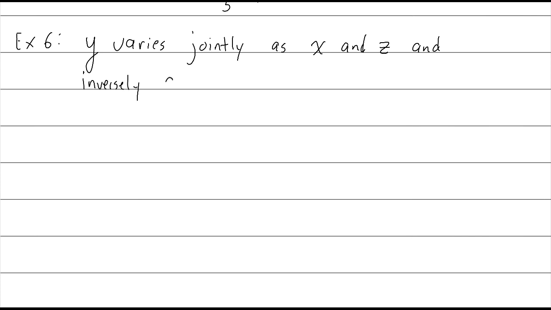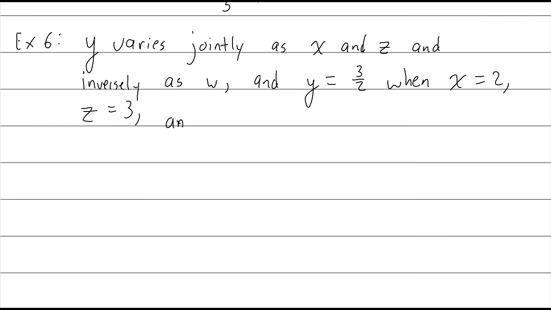Find the equation of variation for the given situation. Y varies jointly, there's a new one, as x and z, and inversely as w, and y equals 3 over 2 when x equals 2, z equals 3, and w equals 4. All right, let's unpack that.